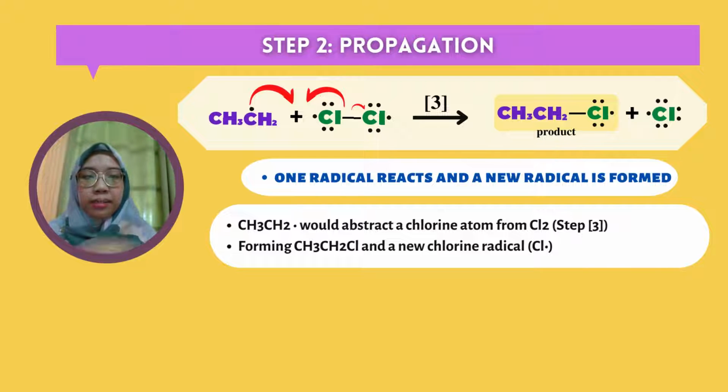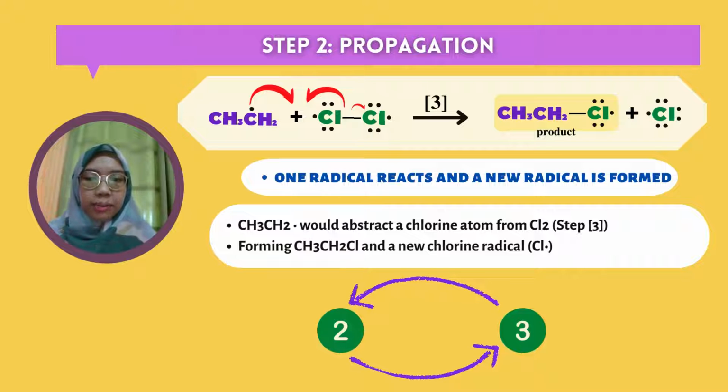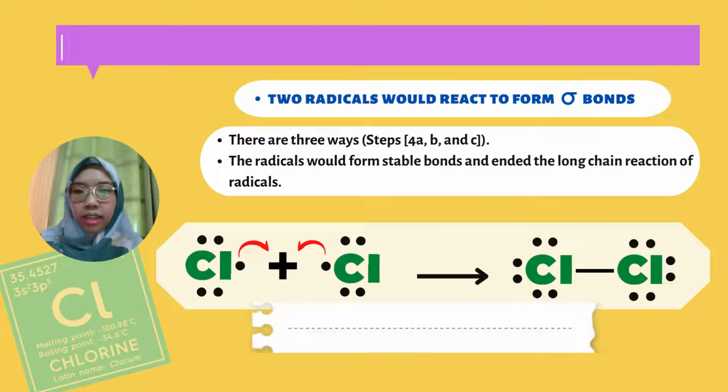As step 2 and step 3 both produce a radical, these radicals continue to react with new ethane and chlorine molecules, producing more and more radicals. Hence, step 2 and step 3 are repeated over and over again in a long chain mechanism.